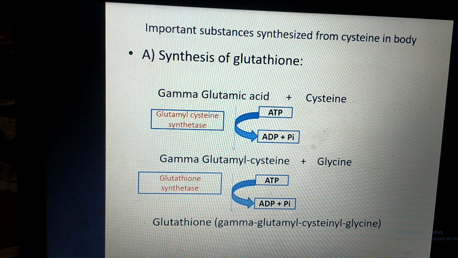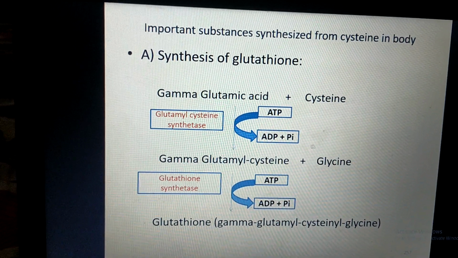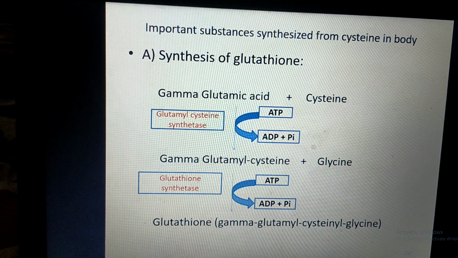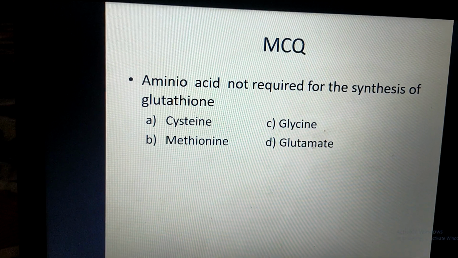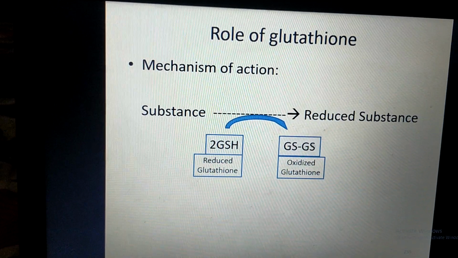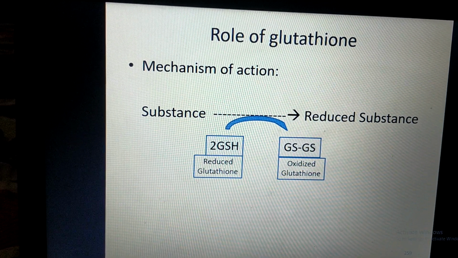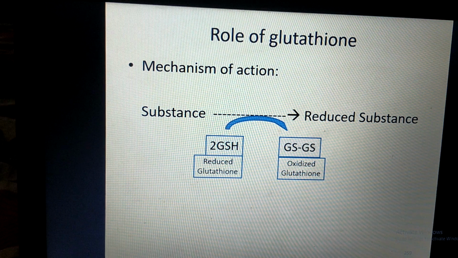Now this glutathione is a very important compound in our body, so there may be chances that there is a short note on glutathione. So we will study glutathione in detail, or the role of glutathione. This may be an MCQ question. First, to study the role of glutathione, you should know the mechanism of action of glutathione.